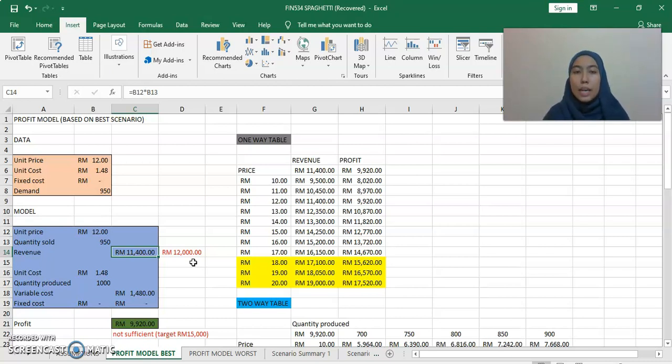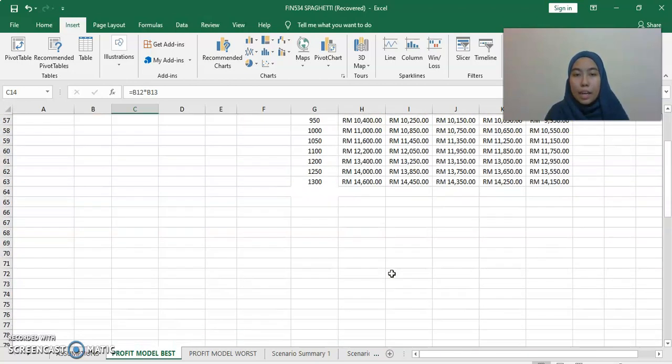At first, I do a one-way table. I mark up the price from 10 ringgit to 20 ringgit, and I found that at 18 ringgit, my target revenue is achieved, 17,000, and the profit 15,620.